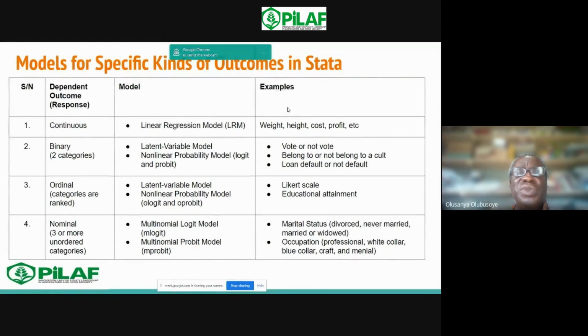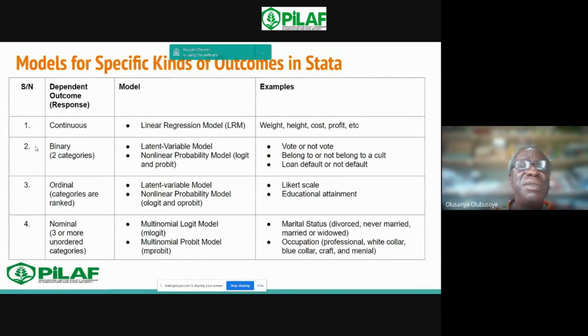These are examples of dependent outcomes that are continuous: weight, height, cost, profit, etc. They are measured. They are quantitative. So when we have a quantitative dependent outcome like that, we use the linear regression model.